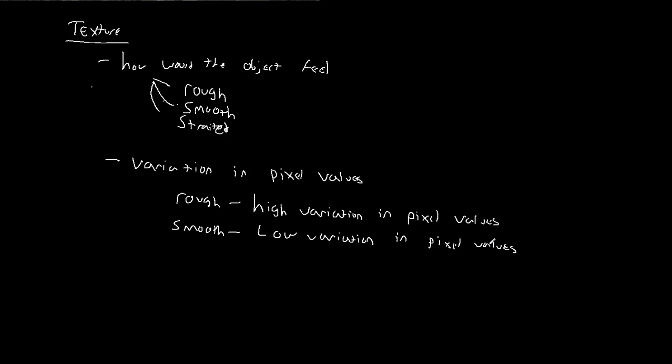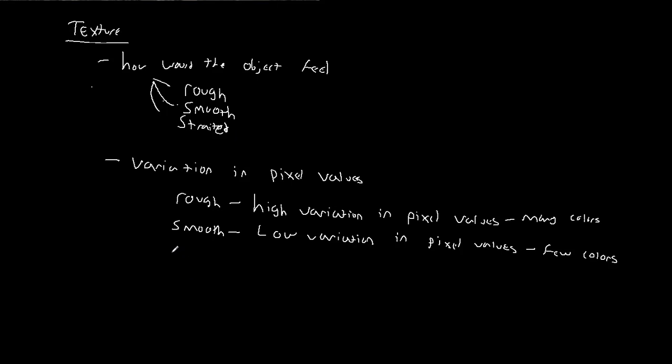Or to put it another way, when we say there's a high variation in pixel values, this would mean many colors, or maybe a lot of different hues or shades of the same color. Whereas smooth, a low variation in pixel values, means there's going to be a few colors. Or another way to put it, there's a smaller range in the hues of a color.